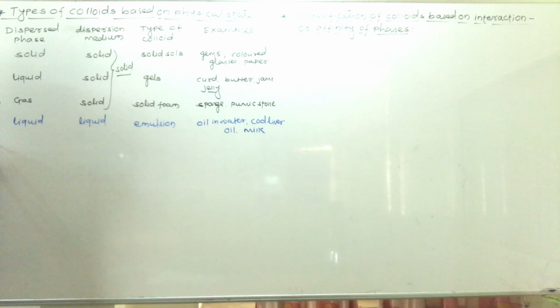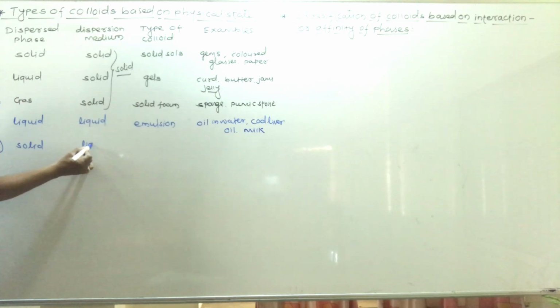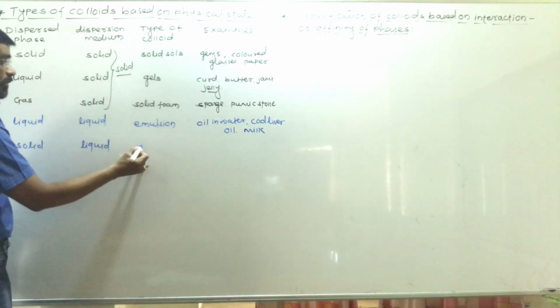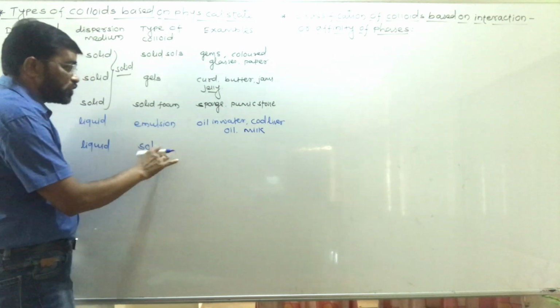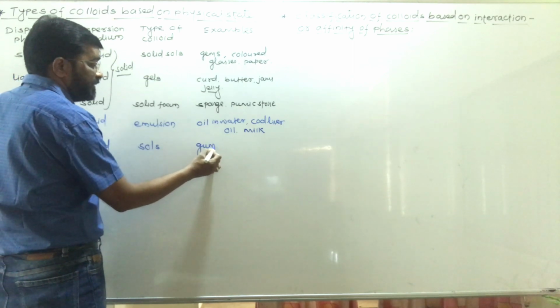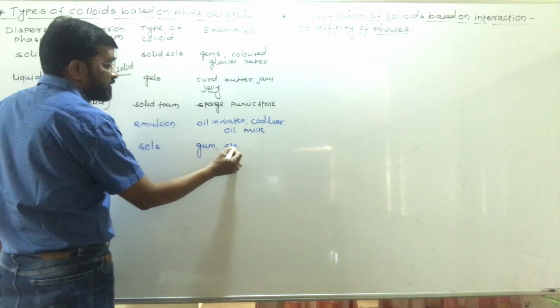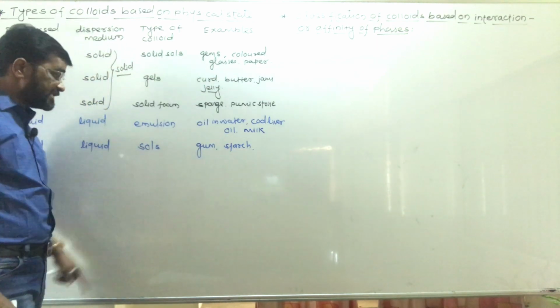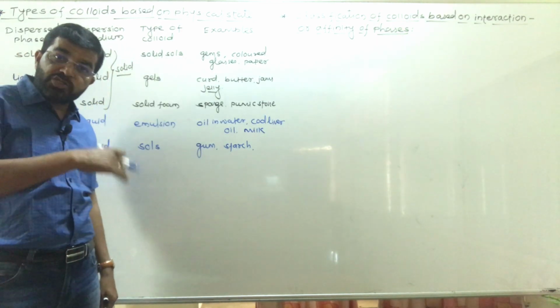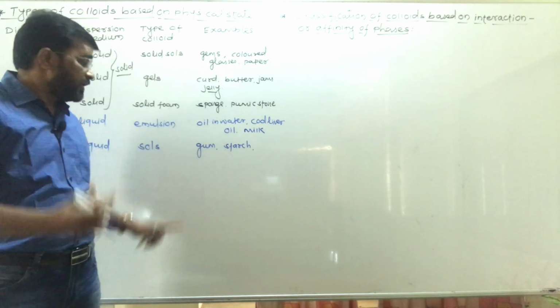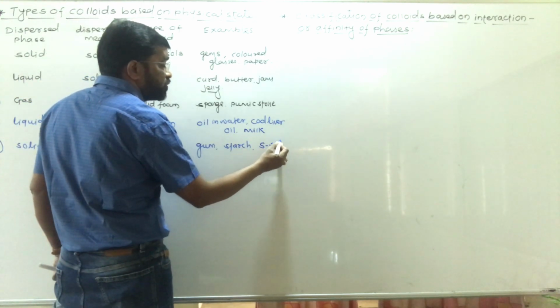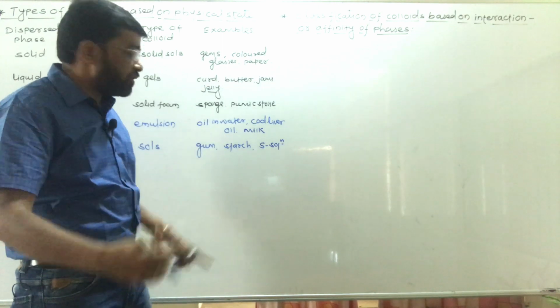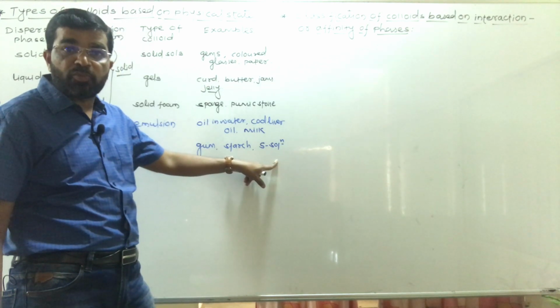Next type of solutions, that is the solid in liquid. Solid in liquids are called sols. Solid in liquid solutions are known as sols. Many examples are there. Gum, then starch solution are examples of this. Solid is dispersed in liquid, means this solution is liquid. Gum solution, starch solution, colloidal sulfur solution, metal sols also are examples of this type of colloidal solution.